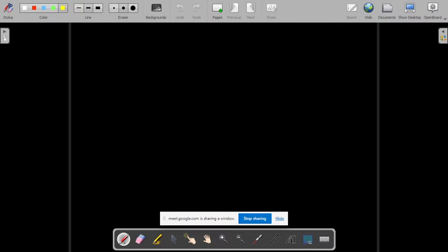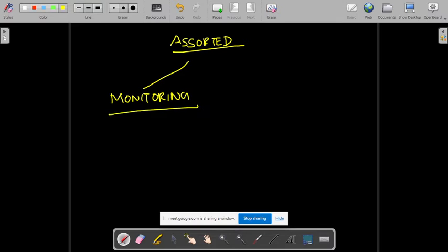It's basically a different sort of categories. That is, you have assorted instruments. We are going to see different instruments. Mainly the instruments that you are going to see in this particular unit are for monitoring purposes. It can be pollution monitoring and water quality monitoring. These are the two things we are going to cover here.